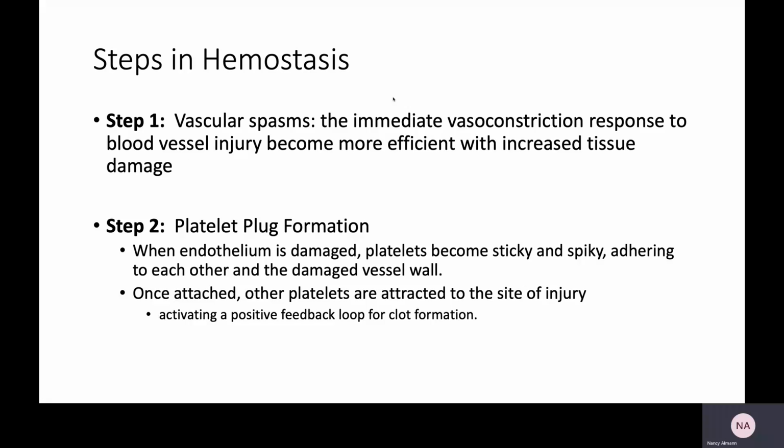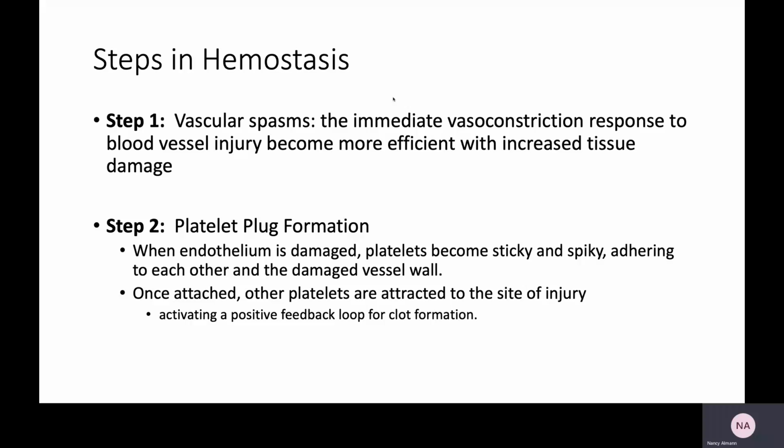So let's go over these again, a little bit more info. Very first step, vascular spasm. The blood vessel wall will immediately vasoconstrict. Step 2, platelet plug formation.